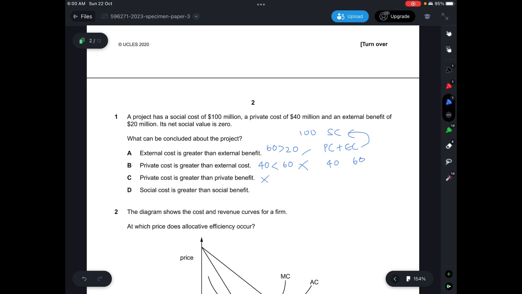And D says that our social cost is greater than social benefit. Our social cost is 100 million, but we do not know what the social benefit is. Therefore, based on the question itself, this is not predictable. Therefore, the answer we can use to conclude this project is A, which is external cost is greater than external benefit.